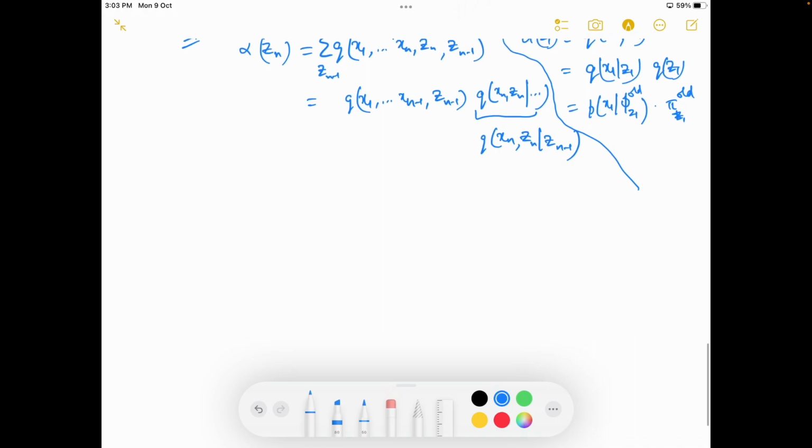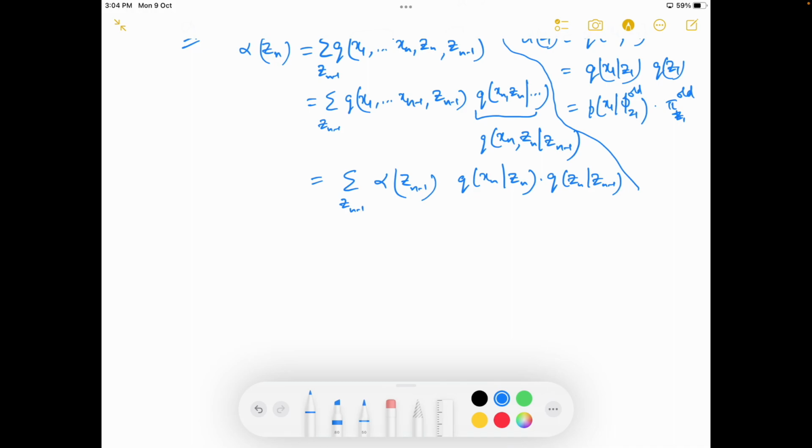Now, let's write it in terms of alpha. There is a summation over Zn minus 1 here. What is this term? This term is alpha of Zn minus 1. What is this term? Q of xn given Zn times Q of Zn given Zn minus 1. That's it, done. So this is how you can compute alpha Zn from alpha Zn minus 1. The simple rearrangement of your terms so that you can compute it very efficiently.